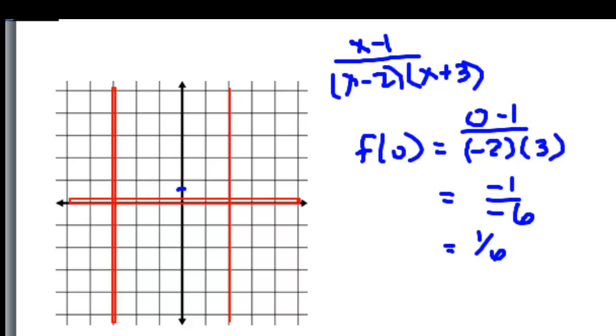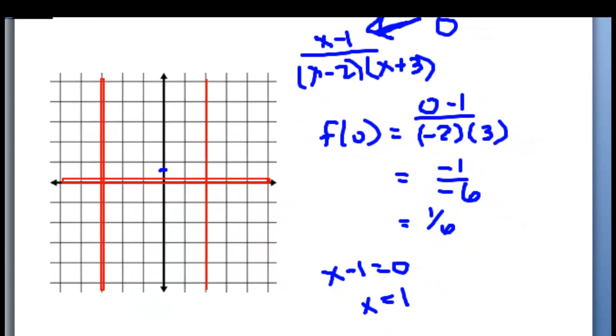Now we need to find out when y is going to be 0. Y is going to be 0 when the numerator is 0. So x minus 1 is equal to 0 when x is 1. So when x is 1, the y is 0. We can make our graph.